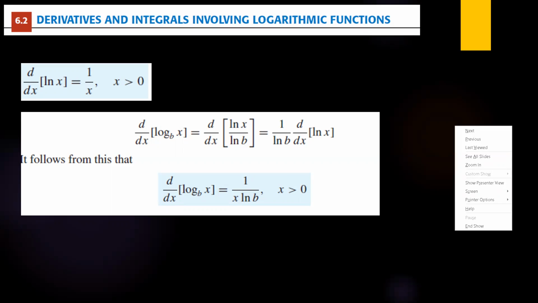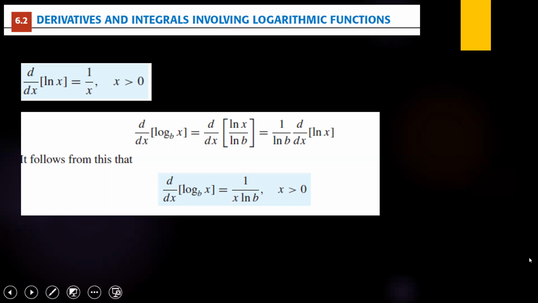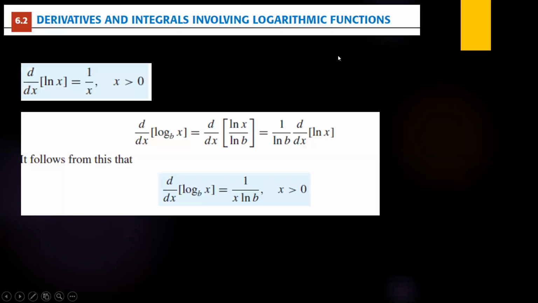Now, yesterday I told you that if you want to find the logarithm to the base 4 of 3, you have to write it as ln of 3 over ln of 4, because logarithm to the base 4 of 3 is equal to ln of 3 over ln of 4.